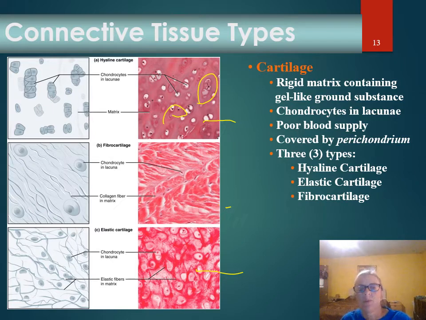Okay. And so we've got three types here. We have hyaline cartilage, elastic cartilage, and fibrocartilage. So let's go take a look at those.